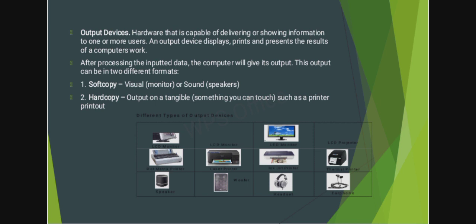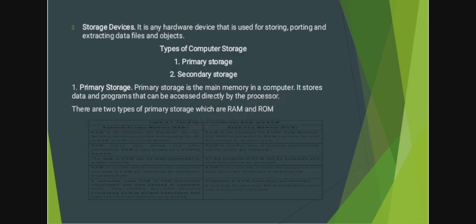Examples of soft copy are the video, presentation, files, or the movie. While in hard copy, we have the tangible, something you can touch, such as a printer. A storage device is any hardware device that is used for storing, porting, and extracting data files and objects.